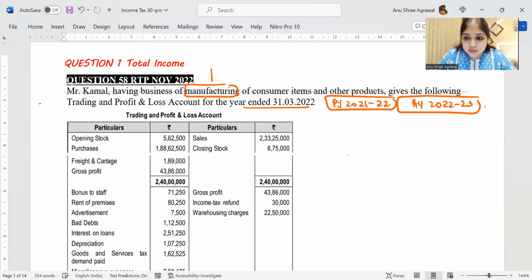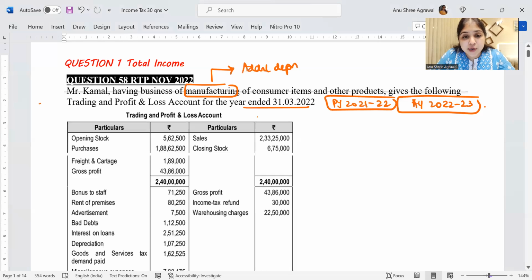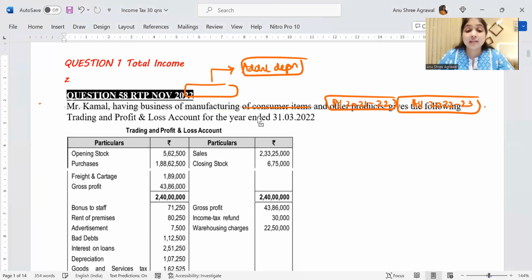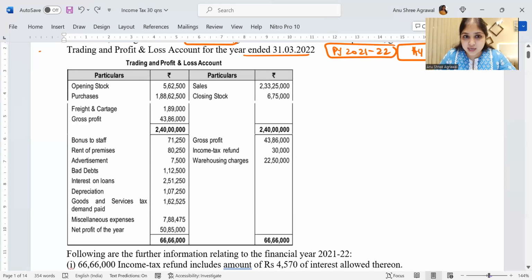Okay. Now the assessee is in the business of manufacturing. Because the assessee is in the business of manufacturing, in your entire CA Inter Income Tax syllabus, the only special provision you have is additional depreciation. There is no other special point for manufacturing assessees in your syllabus. See, actually there are many more special points for manufacturing, but in your syllabus I'm talking about only one special point you have if your assessee is into manufacturing, which is additional depreciation. Okay, they have given us the trading and P&L account, which means the assessee will definitely have PGBP, guys.